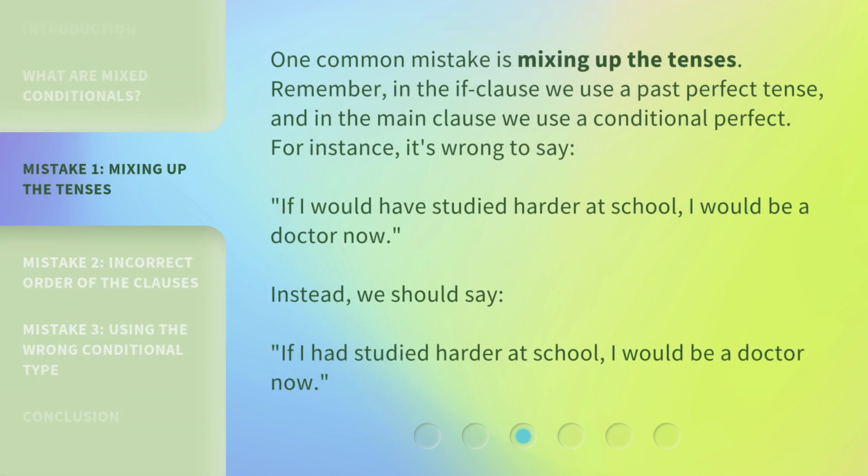One common mistake is mixing up the tenses. Remember, in the if clause we use a past perfect tense, and in the main clause we use a conditional perfect. For instance, it's wrong to say, if I would have studied harder at school, I would be a doctor now. Instead, we should say, if I had studied harder at school, I would be a doctor now.